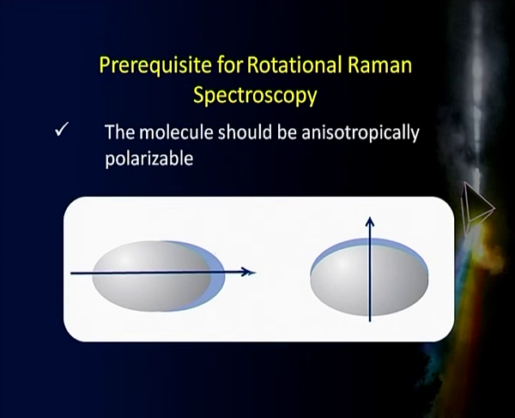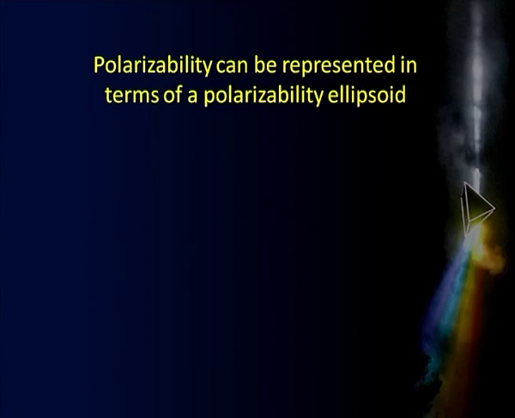What basically it means is that if I have a molecule and if I apply some kind of an electrical potential to that, the molecule gets polarized, and if it gets polarized to different extents when I apply potential in different directions, then it is said to be anisotropically polarizable. That means the polarizability is different in different directions. Normally, when you talk about polarizability of a molecule, it is represented in terms of a polarizability ellipsoid. Let us see what it is.